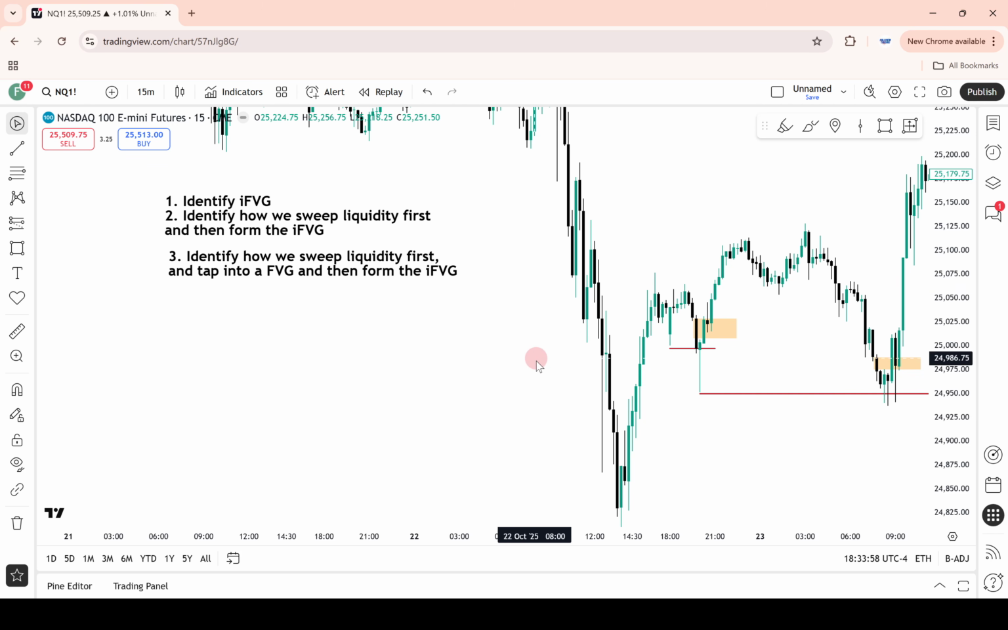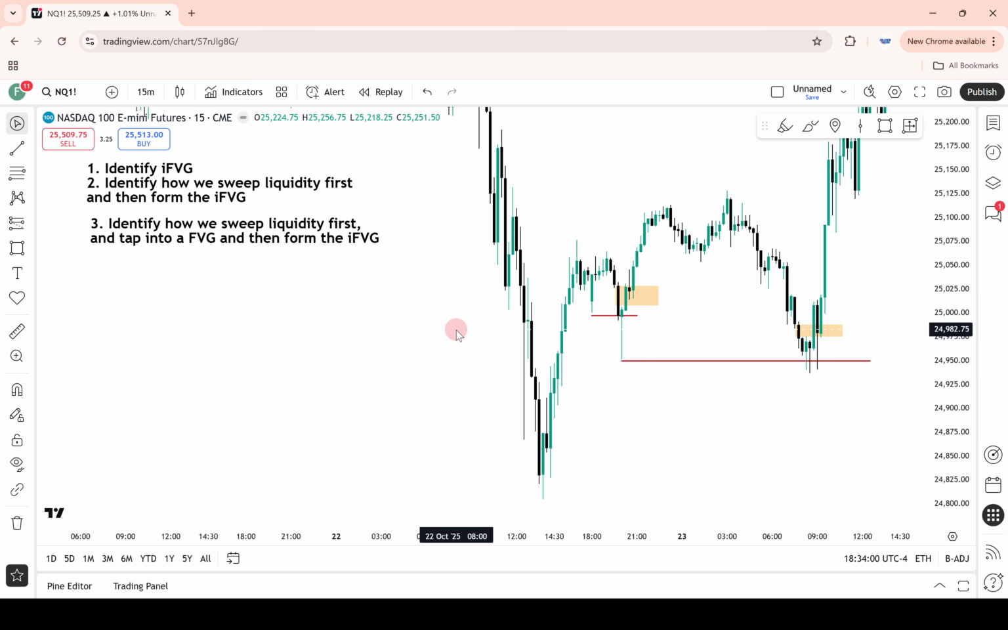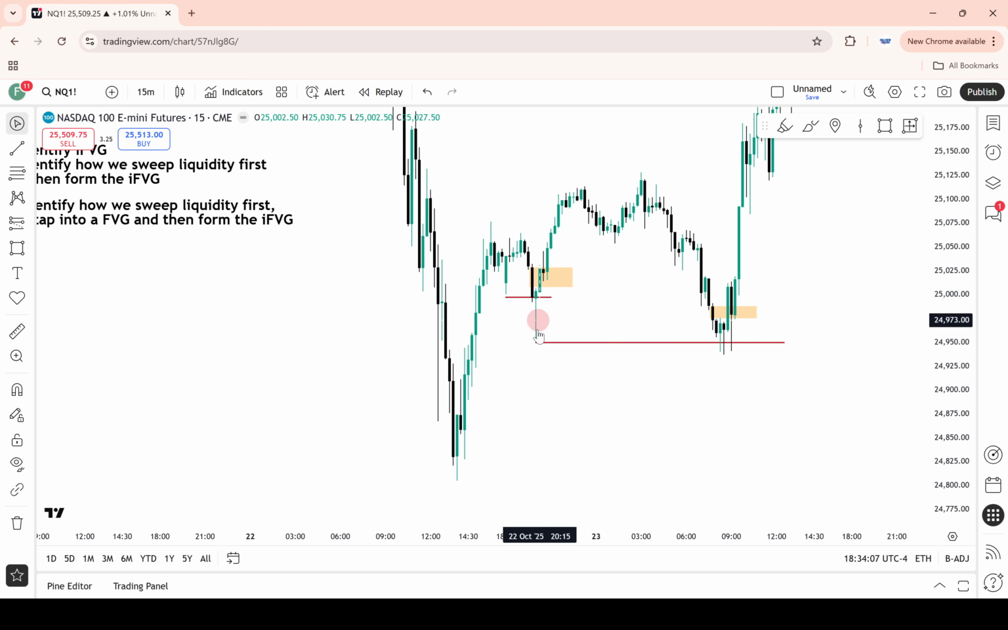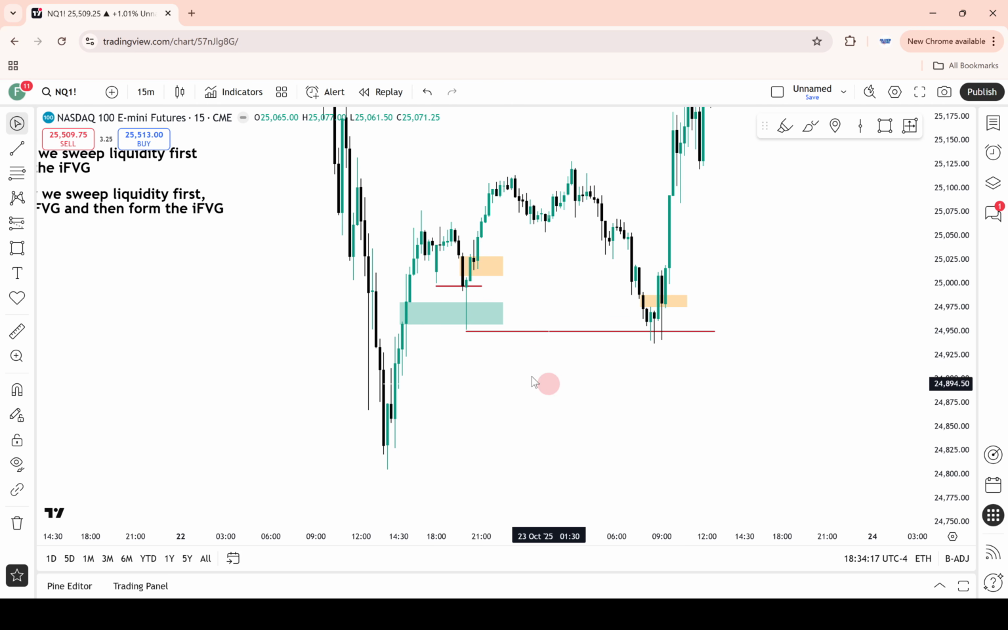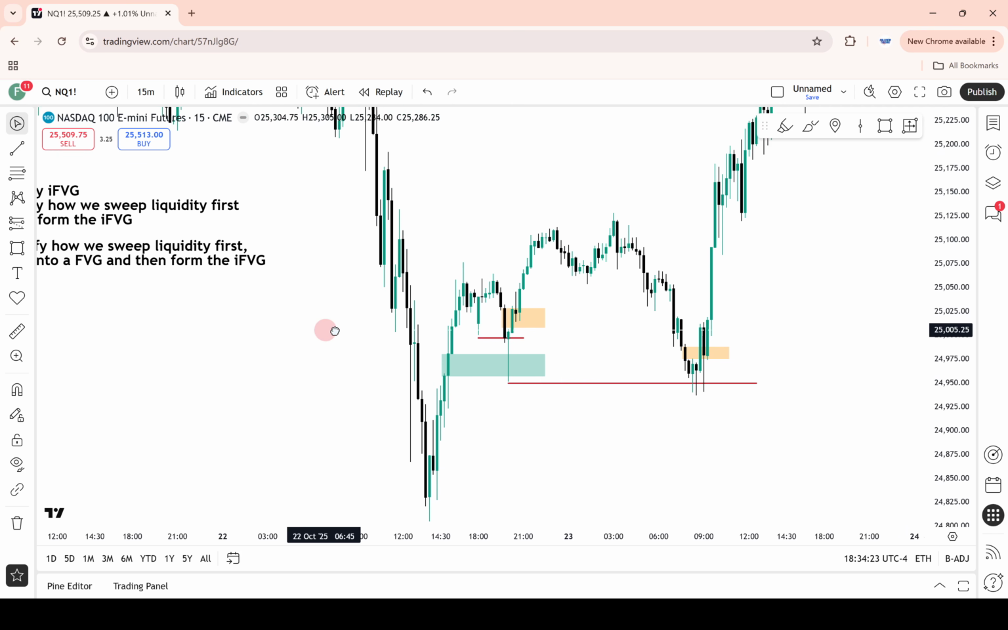Now, let's combine a little bit more. Identify how we sweep liquidity and then tap into a fair value gap. All right, look at this example. We sweep liquidity and price taps into this fair value gap. Again, we talked about 15-minute fair value gaps. Great. In this case, we sweep liquidity. Do we tap into a fair value gap? No.